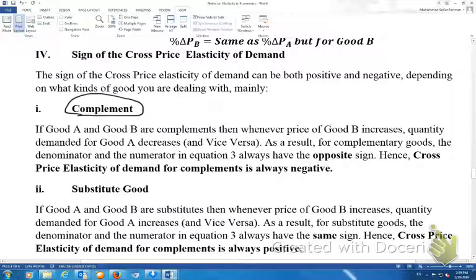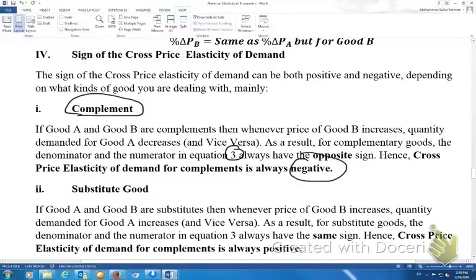So in case of a complementary good, the sign of the denominator and the numerator in equation 3 will always have opposite sign, and as a result, for a complementary good, cross price elasticity of demand is always negative. So that's our complementary good.